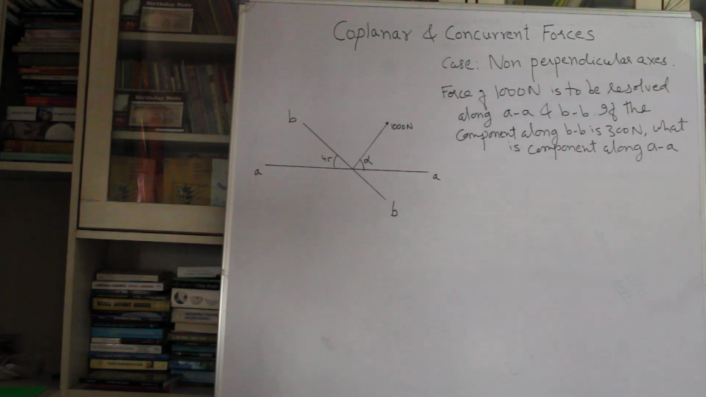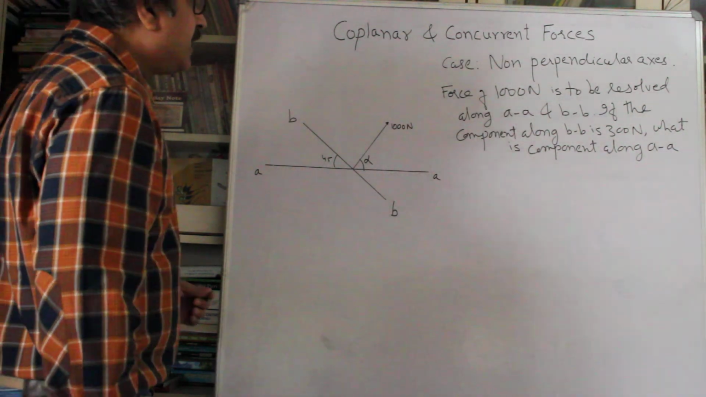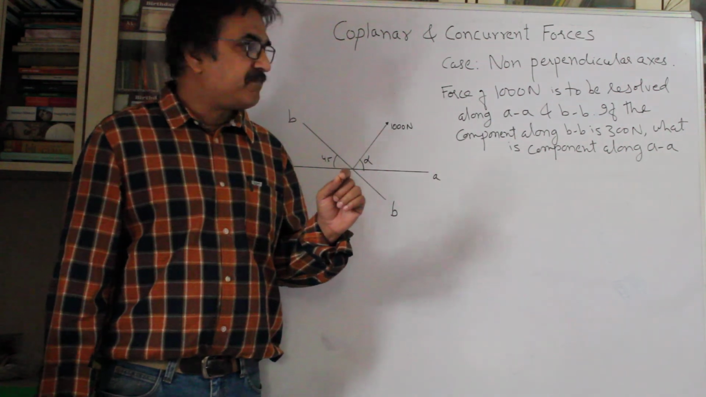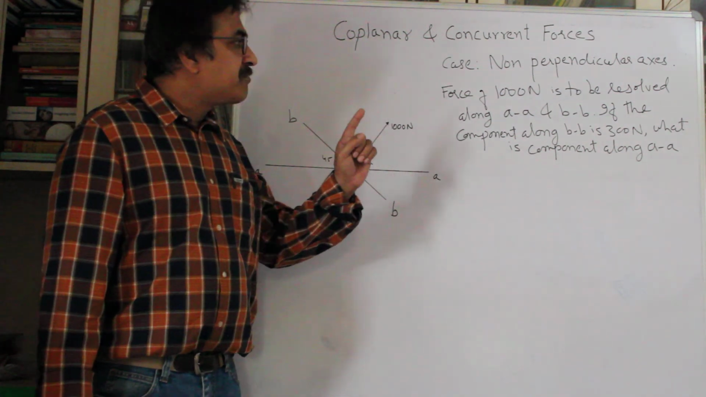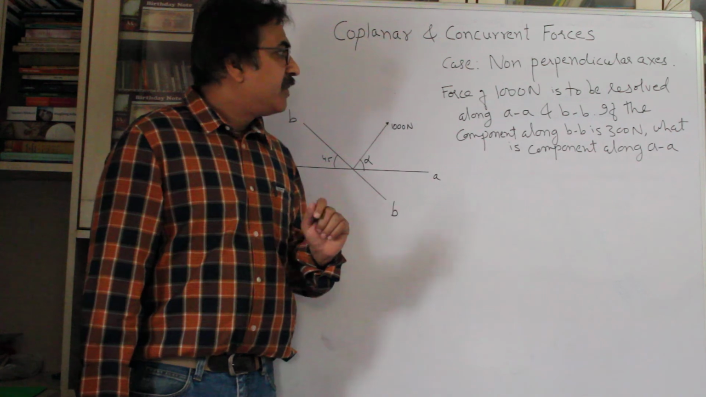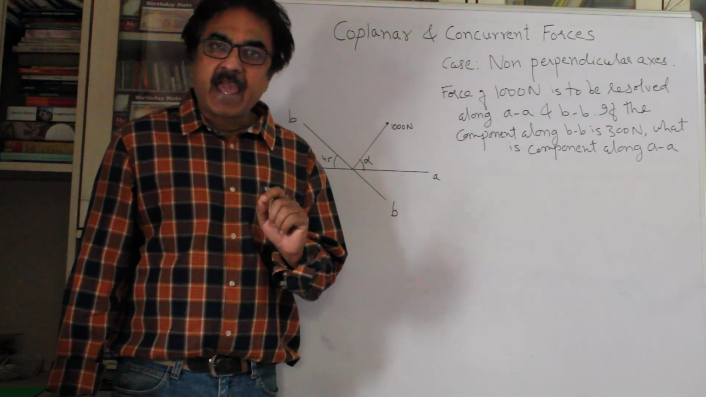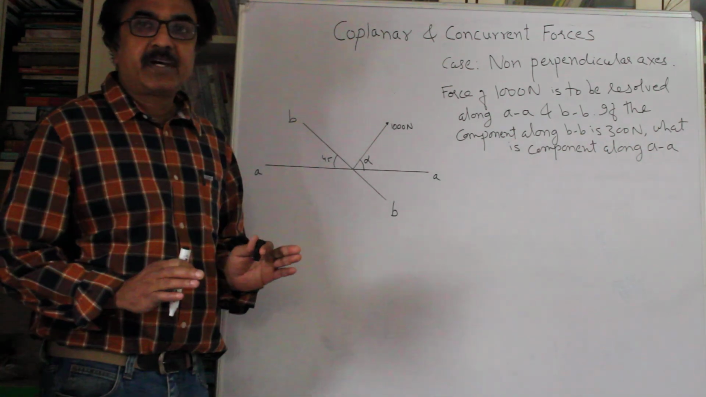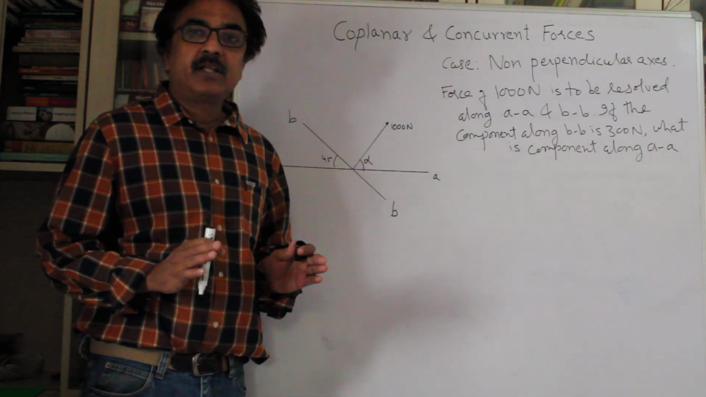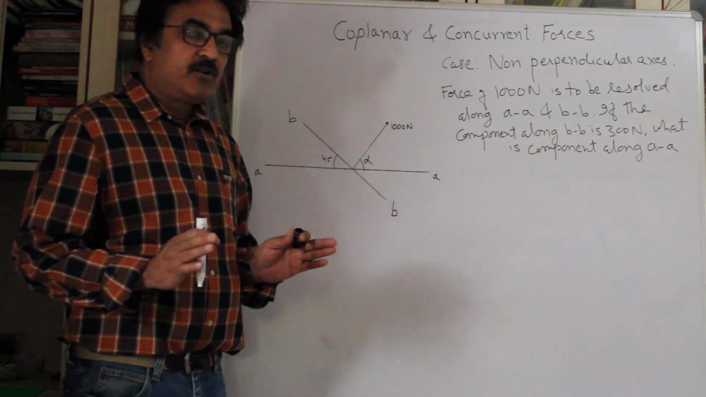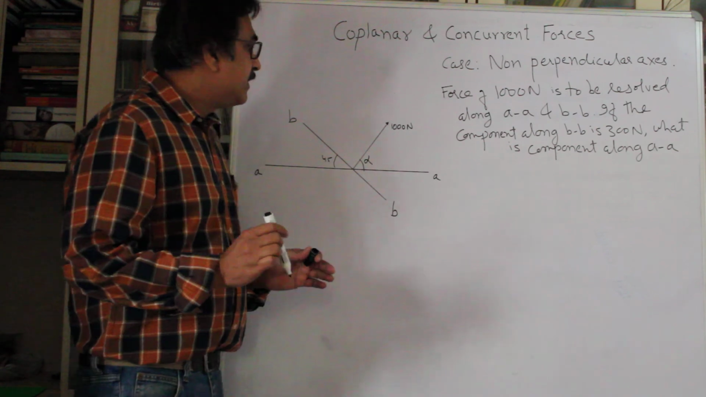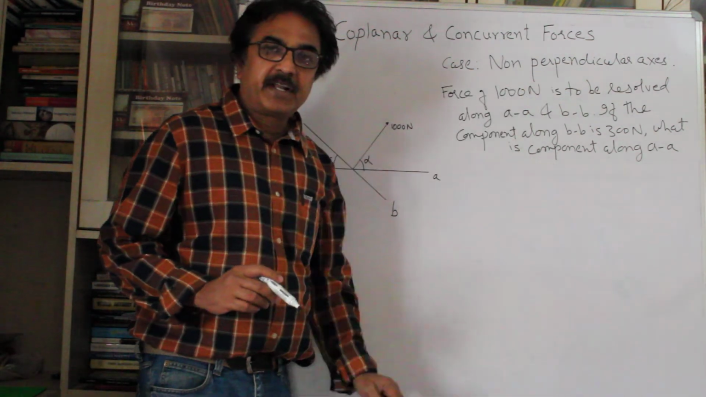Read the problem. You have a force of 1000 newtons and this is to be resolved along AA and BB. If the component along BB is 300 newtons, what is the component along AA? What you should note is this is a case where the force is to be resolved along non-perpendicular axis. You are not resolving the force along x and y, which are perpendicular axis. So I have written it, this is a case of non-perpendicular axis.